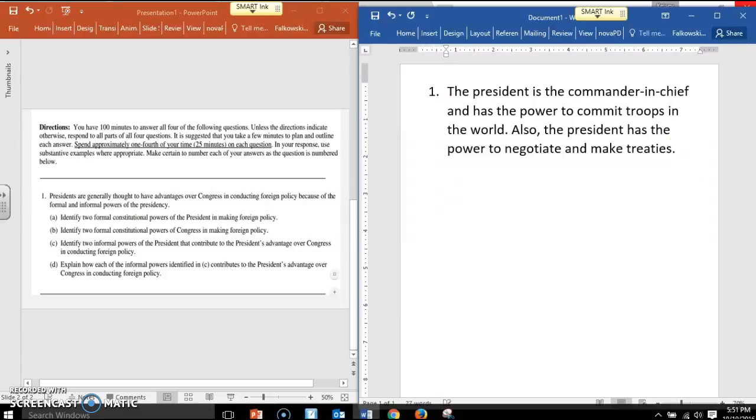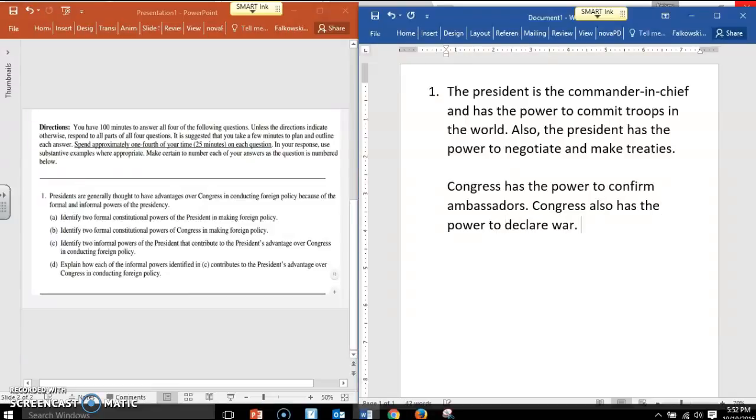So then the next part here, identify 2 formal constitutional powers of Congress in making foreign policy. So again, you have to think back to Article 1, and you could simply say Congress has the power to confirm ambassadors, specifically that being the Senate. Congress also has the power to declare war. You can also say that Congress has the power to pass laws as well as resolutions with respect to foreign policy issues. You have to make that caveat there.